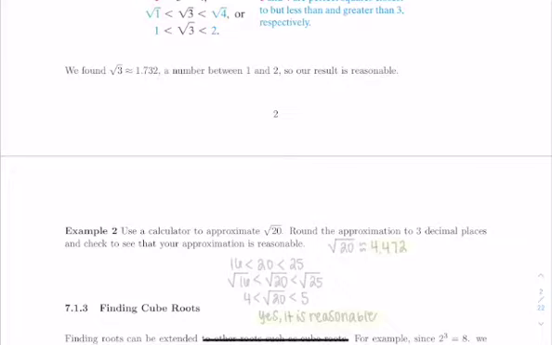So we want to use the calculator to approximate the square root of 20. We're going to round it to 3 decimal places and then check to see if our approximation is actually reasonable. So let's go ahead and find the square root of 20 first, to 3 decimal places. So this is approximately 4.472. And we want to see if that's reasonable.